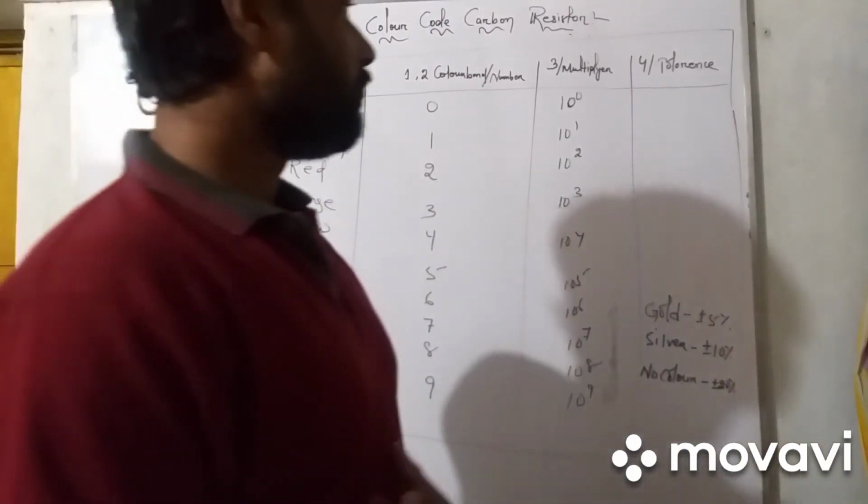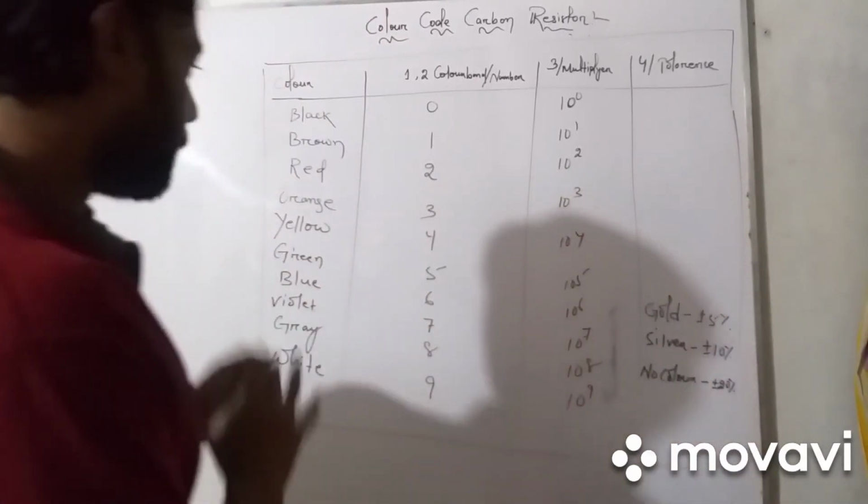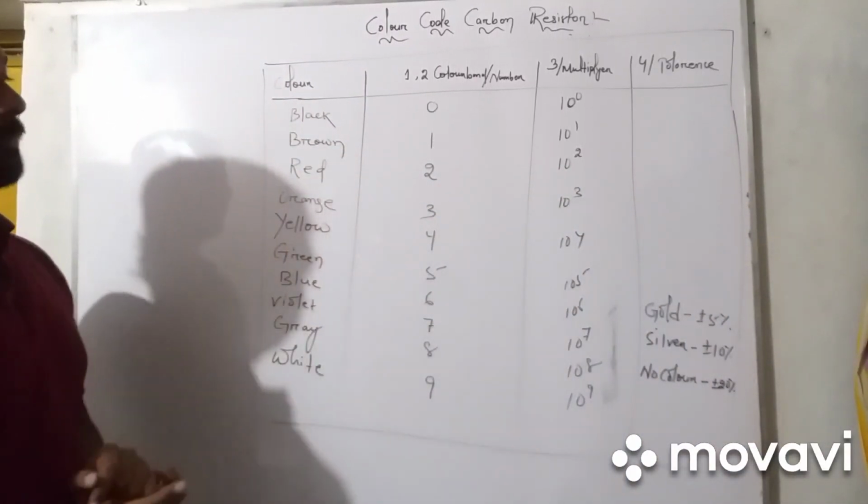Okay, so this is the table for color code carbon.